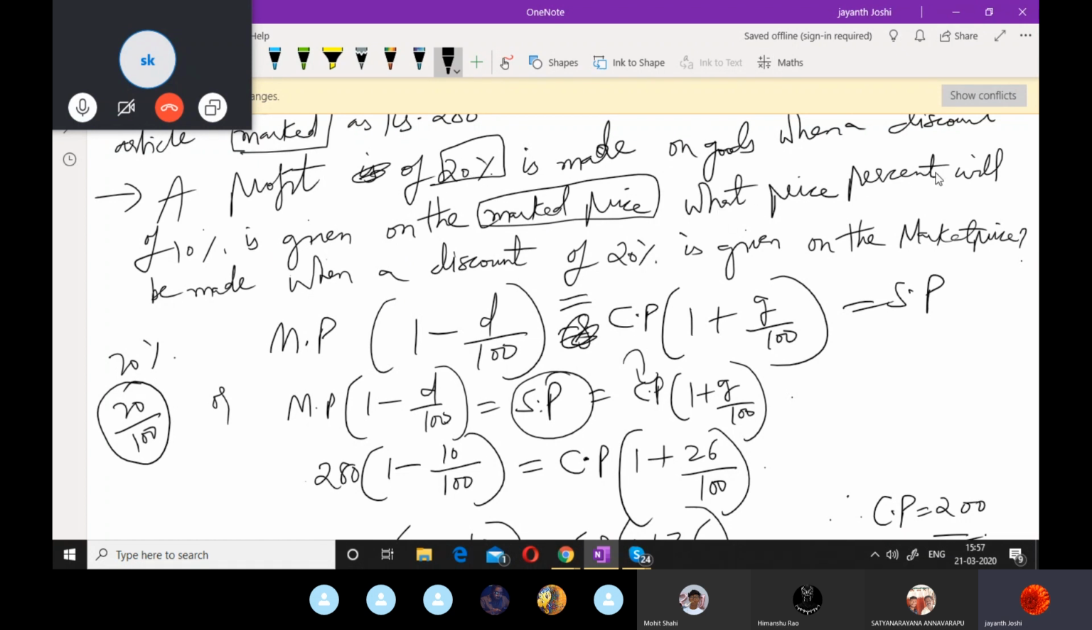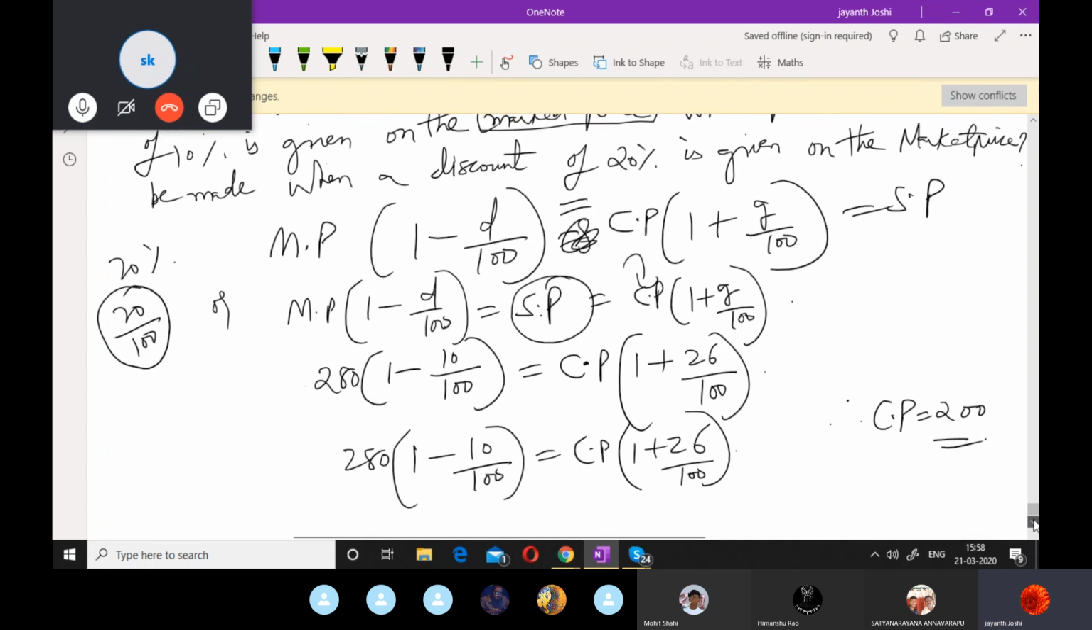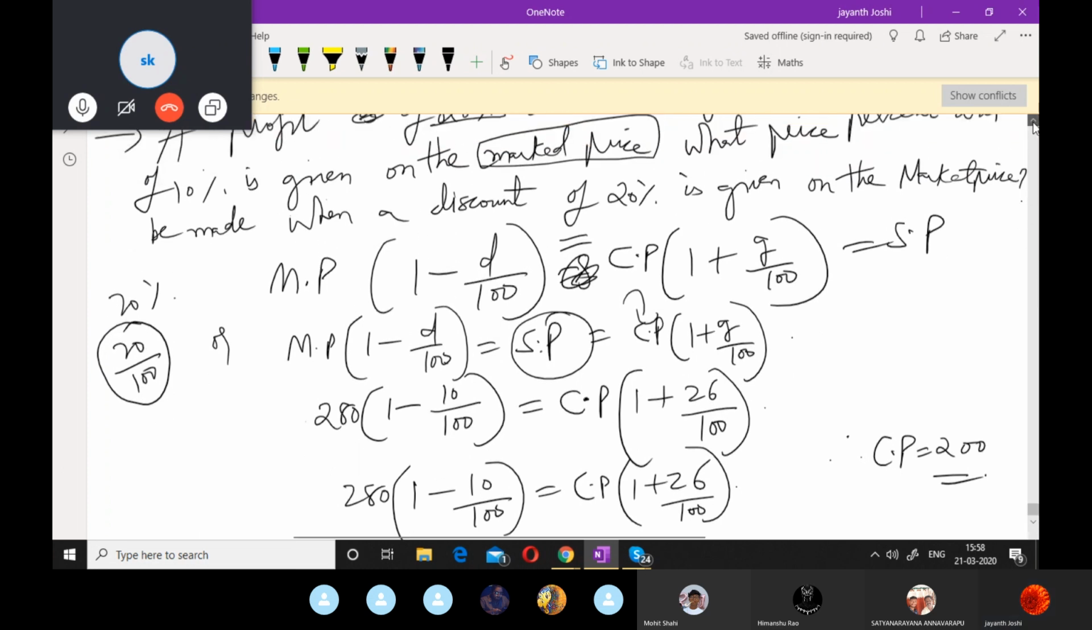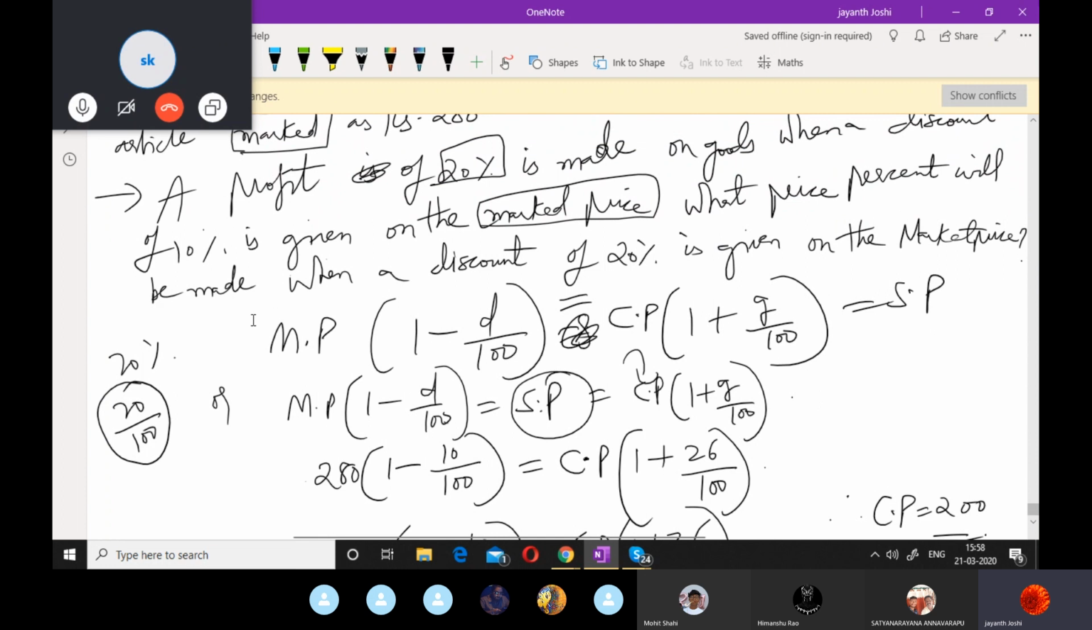So what profit percent will be made when a discount of 20% is given on the marked price? For a 10% discount, if you are making 20% profit, what will be the profit if they give you a 20% discount? Got it? For a 10% discount, 20% profit. For a 20% discount, how much profit? Now don't tell me 40%. That will not be the right answer. So you should first understand the question.